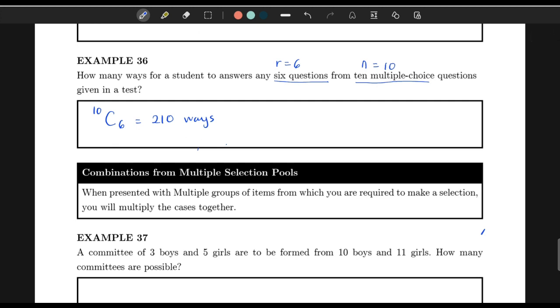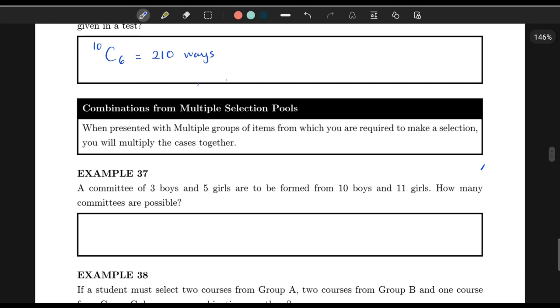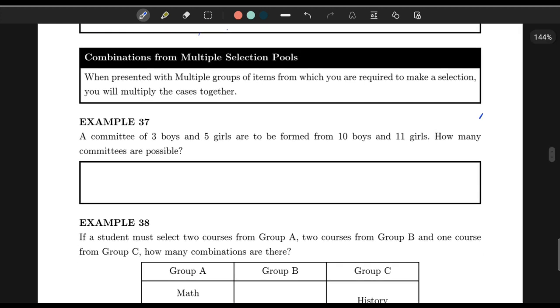Combinations from multiple selection pools. When presented with multiple groups of items from which you are required to make a selection, you will multiply the cases together. Example 37. A committee of 3 boys and 5 girls is to be formed from 10 boys and 11 girls. How many committees are possible?